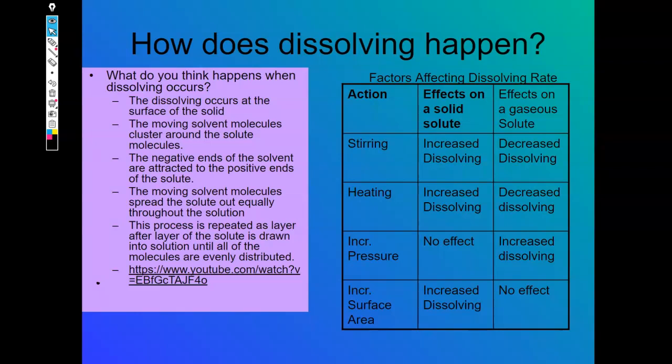Heating increases the dissolving of a solid by increasing the kinetic motion of the solute, breaking down the solvent. However, heating affects the gaseous solute by decreasing dissolving. If you've ever had a soda on a hot summer day and left it outside, it goes flat much more quickly than if you kept the soda in the refrigerator. It would stay bubbly for a little bit longer.